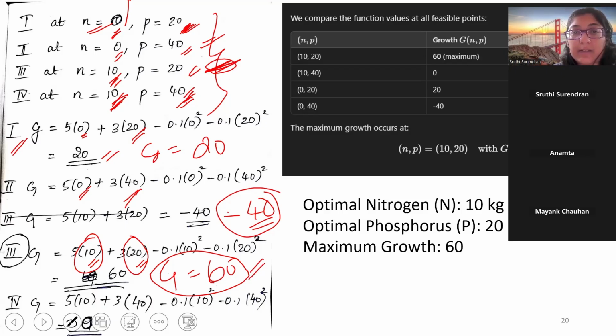So for this condition, that is the upper limit of nitrogen and lower limit of phosphorus, we are getting the maximum growth. So the maximum quantity of nitrogen that can be provided is 10. After providing that, if we provide the minimum quantity of phosphorus, we will get the maximum growth. For any other condition, the growth is going to be either 0 or less, or negative. So this is the maximized growth, and these are the optimal parameters of N and P.